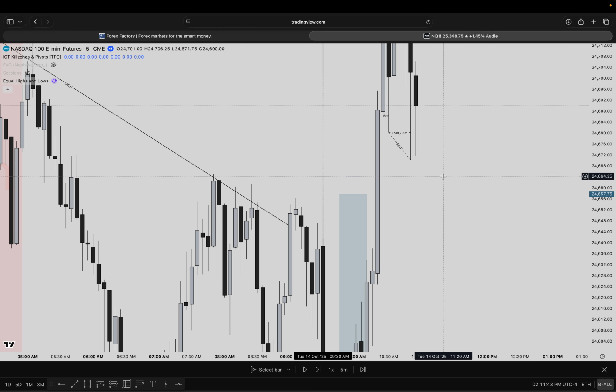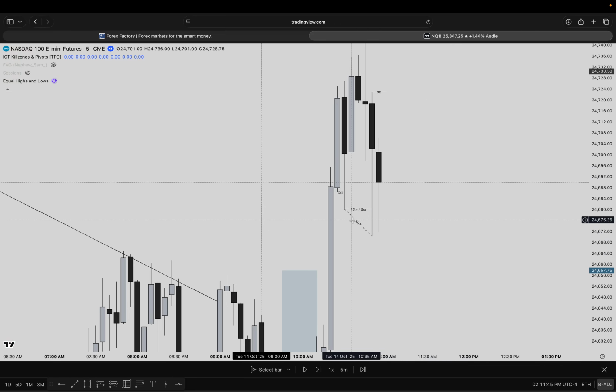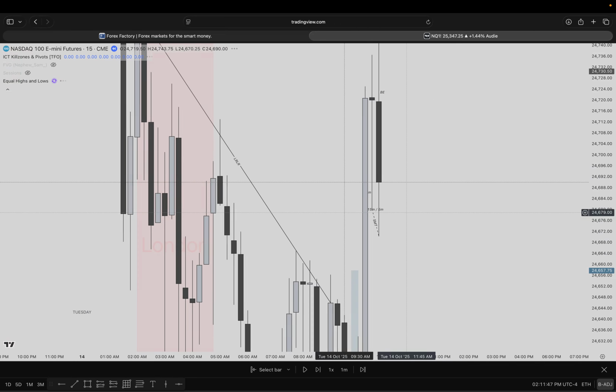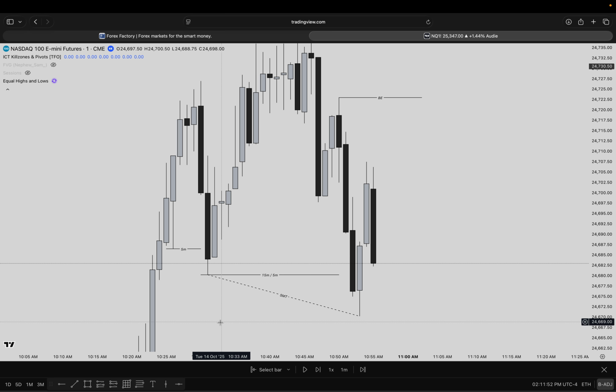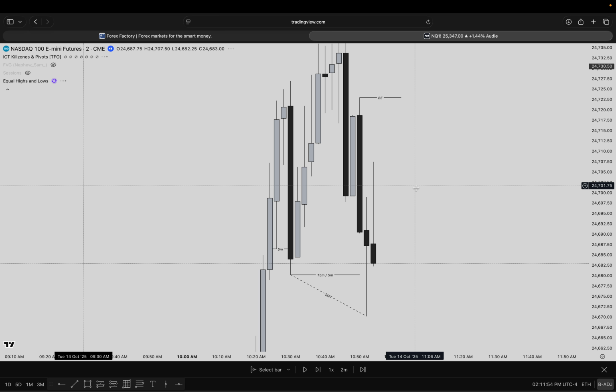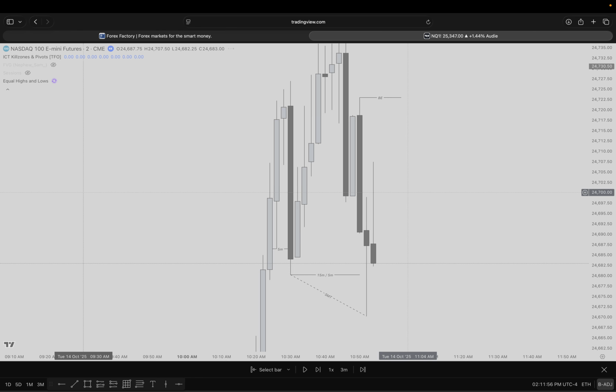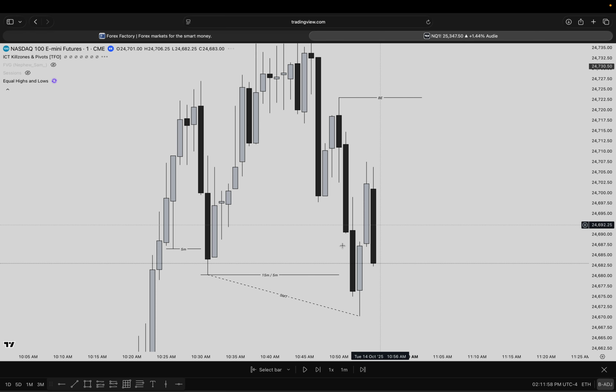Never mind, we do not completely fill, my bad. But we tap deeper into this 5 minute, and then tap this unmitigated 15 minute, and then we get a 1 or a 2, probably a 2. Let me check. Okay, yeah, it's a 1 minute entry right there for a continuation model.